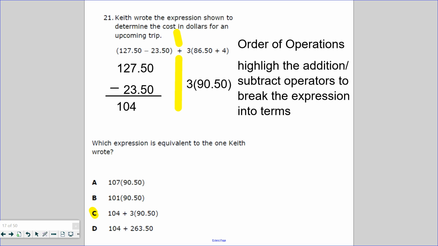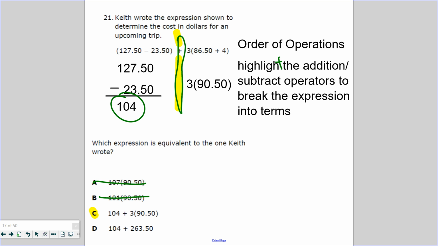Key: follow order of operations. You have to highlight the addition and subtraction operators to break the expression into terms. So we highlight this part. The left side is 127.50 minus 23.50. Subtract, it would be 104. So the left side is 104.